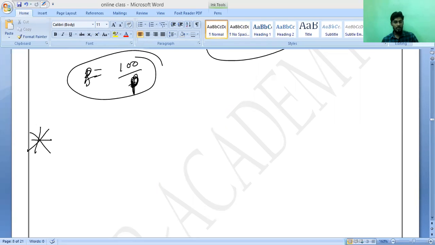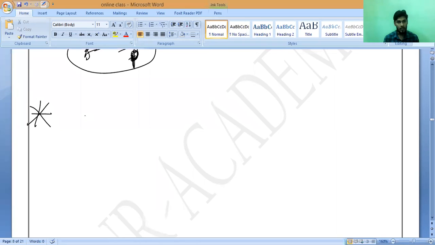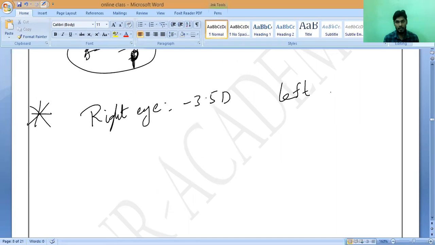Write. The optical prescription for a pair of spectacles is, let me see who will say this answer. This is the higher order thinking skills question. The optical prescription for a pair of spectacles is right eye and left eye. Two eyes we have, correct? Right eye minus 3.5 dioptres, left eye minus 4.0 dioptres. Remember, right eye is minus 3.5 dioptres, left eye is minus 4.00 dioptres.